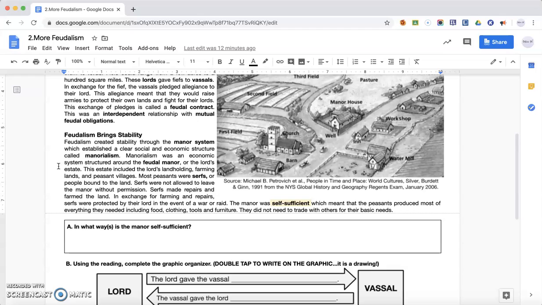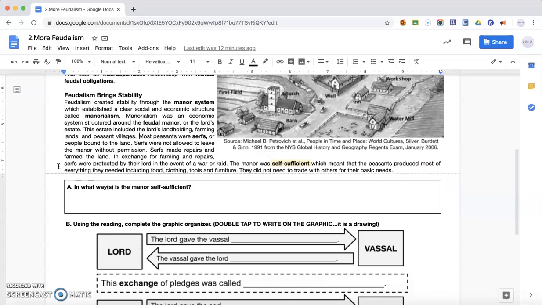Serfs were not allowed to leave the manor without permission. Serfs made repairs and farmed the land. In exchange for farming and repairs, serfs were protected by their lord in the event of a war or a raid. The manor was self-sufficient, which meant that the peasants produced most of everything they needed, including food, clothing, tools, and furniture. They did not need to trade with others for their basic needs.